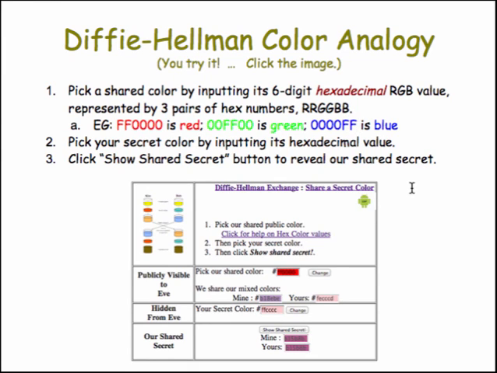Give it a try. You pick a secret color by inputting its hexadecimal value and a shared color, and then click on Show Shared Secret to observe the secret that would be exchanged with the app.